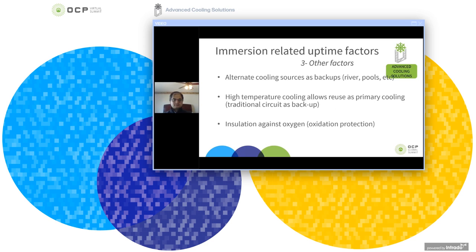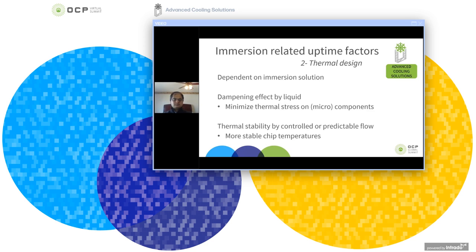Another effect is the thermal stability by controlling a very predictable flow in the solution, which allows much improved stability of chip temperatures. Because if the system doesn't vary throughout its operation, everything becomes stable. There is a lot to say for stability in this case, because the actual large temperature differences on components will cause physical stress on the components, because the materials keep expanding and shrinking back. And this is exactly one of the elements which immersion cooling tackles.